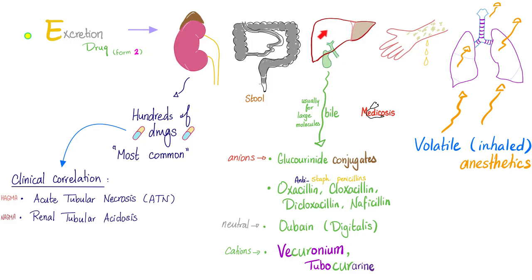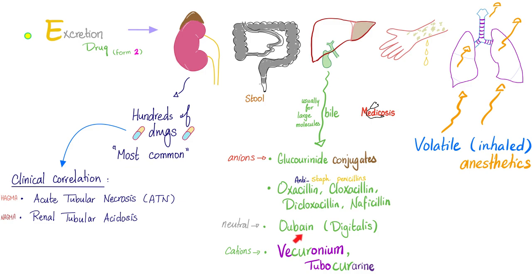And the biliary elimination system has different pathways for different chemicals. If you're an anion, I have a path for you. If you're neutral, I have a different path for you. If you're a cation, I have a third path for you. Anions include glucuronide conjugates. This was the drug after glucuronidation, as we have discussed in the last video. And these include also oxacillin, cloxacillin, dicloxacillin, and nafcillin. We call these the anti-staphylococcal penicillins. They are penicillins that target the bacteria known as Staph aureus.